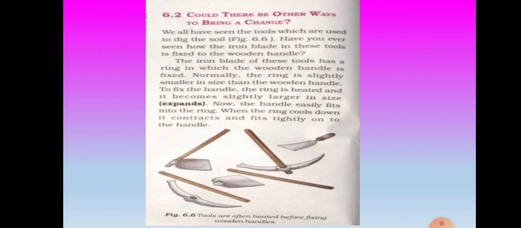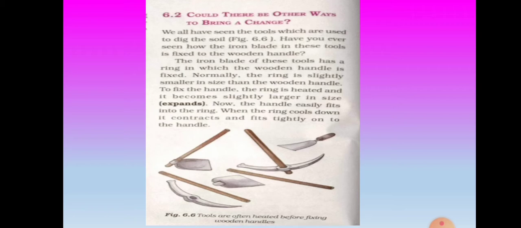Yesterday we discussed reversible changes and irreversible changes in the previous part. Reversible changes are those where the reversal was possible and we can get the original substance back, whereas irreversible changes were permanent and cannot be reversed, and we have seen some examples also. Now today we start from 6.2. Could there be other ways to bring a change?